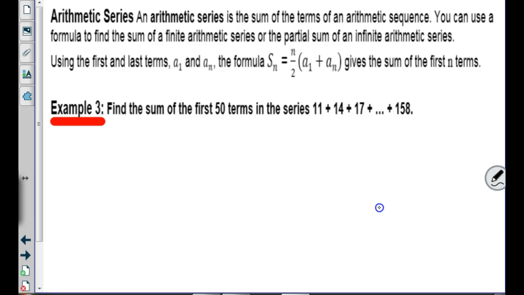All right, arithmetic series means you're adding. We just did this. Okay, so find the sum of the first 50 terms. What's wrong with this one? We're already in trouble.